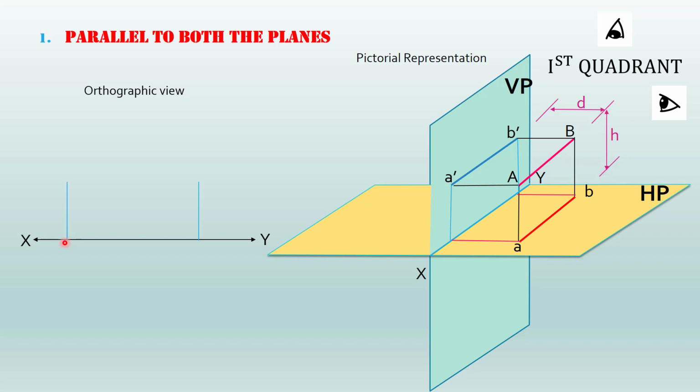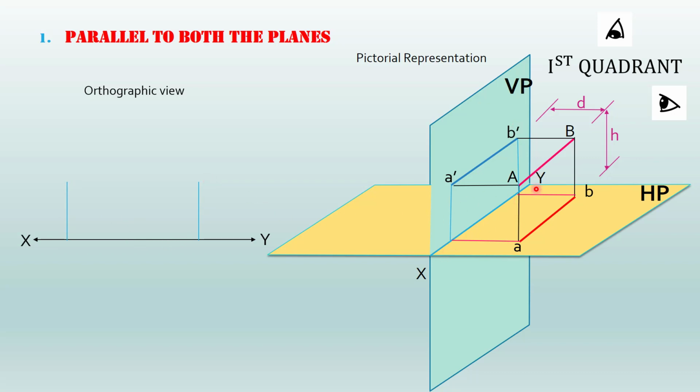So, first I will draw the projector of A dash. Then I will draw the projector of B dash. What is the distance between these two projectors? As I have told earlier, since the line is parallel to VP, we will get true length on VP. So, the distance A dash B dash will be equal to the original length of the line. So, you can mark the original length here. So that will be the distance between these two projectors. What about the height of A dash and B dash?